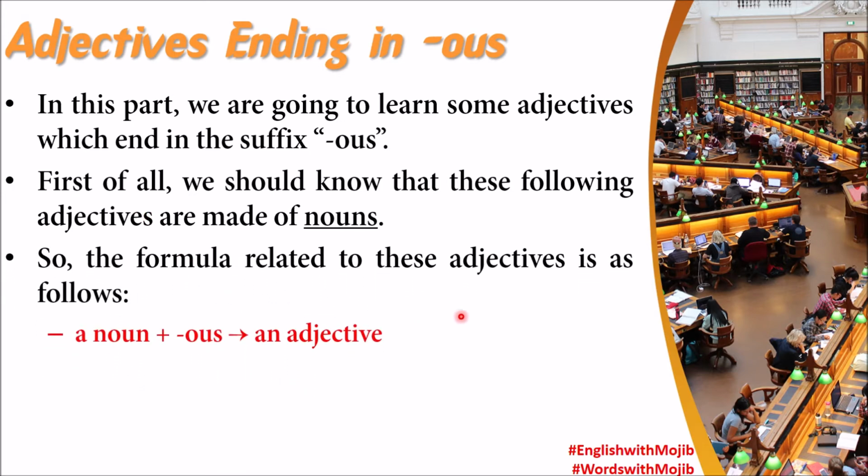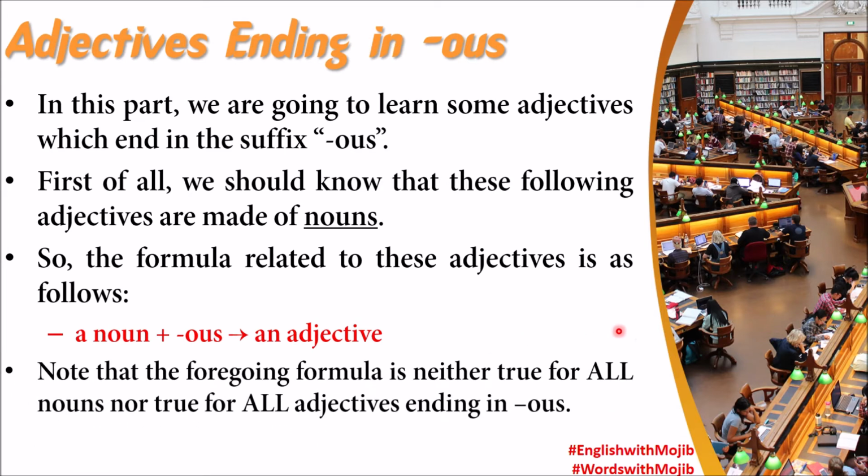So the formula related to these adjectives is as follows. A noun plus OUS will be an adjective. But a very, very important point. Note that the foregoing formula, I mean this one, the red one, is neither true for all nouns nor true for all adjectives ending in OUS. What does this paragraph mean? It means that if we have a noun, we won't surely, definitely have an adjective by adding OUS.